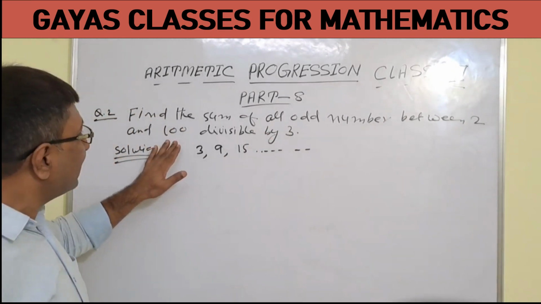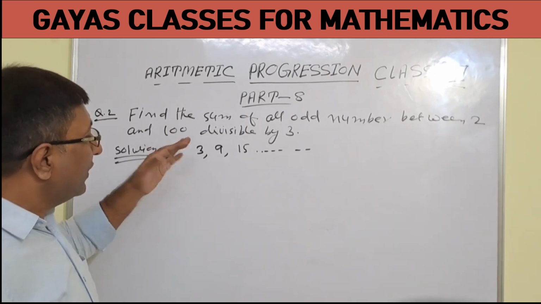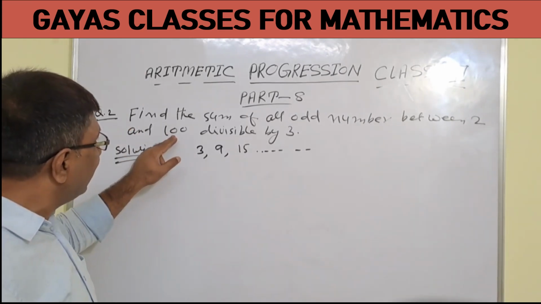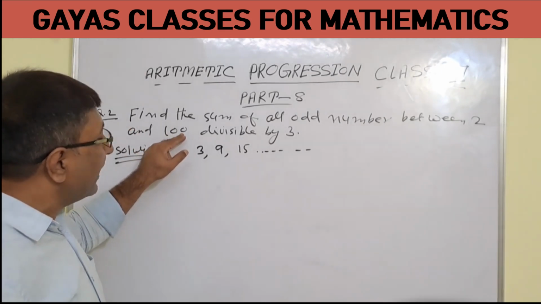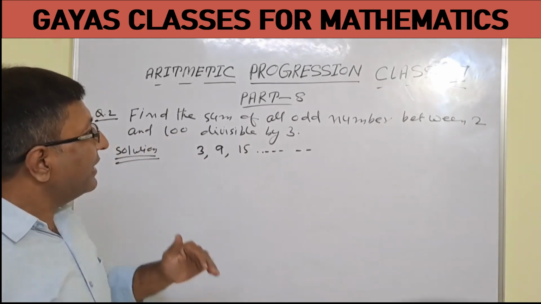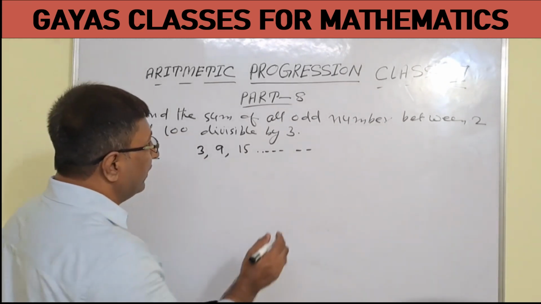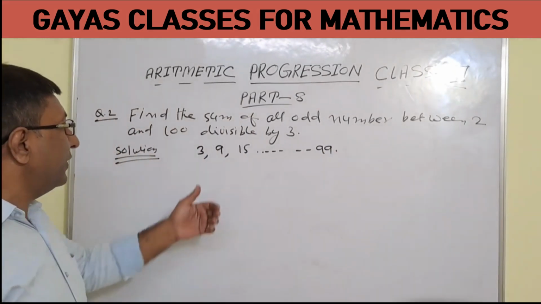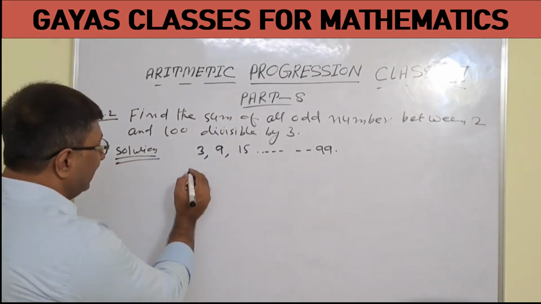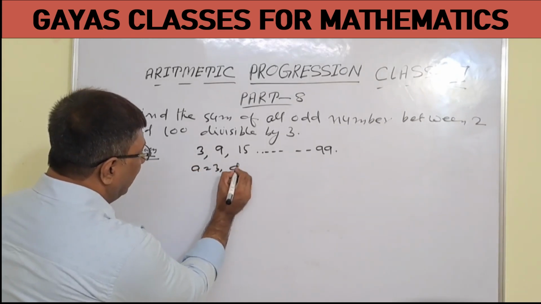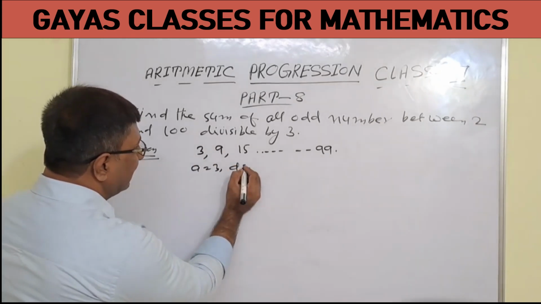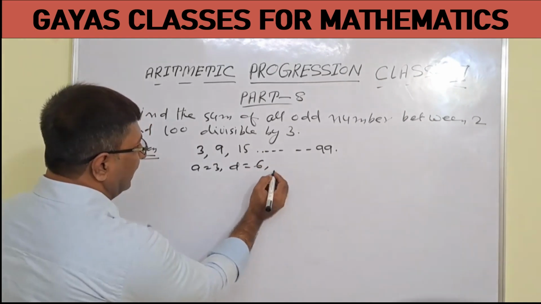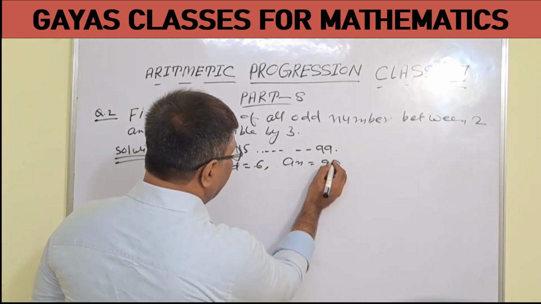So here the last number is what? 100. So when we go for dividing, 3 33s are 99. So we get 99, and 99 is what? An odd number. So last number will be 99. So this is an AP because the first term is 3, and the common difference is what? 9 minus 3 is 6, 15 minus 9 is also 6. And this is the last term, that is 99.